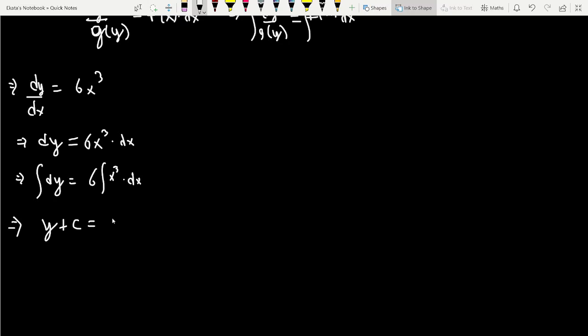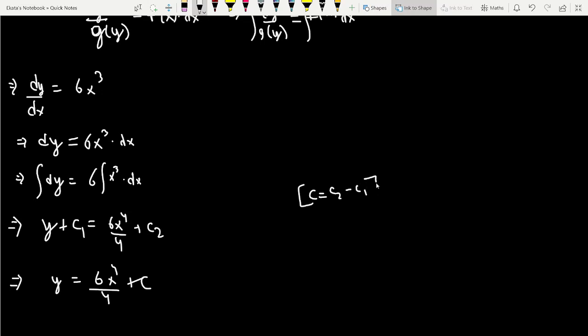The integration of x to the power 3 is x to the power 4 divided by 4, plus another arbitrary constant, let's say c2. These are the two different constants of integration. So y equals 6x to the power 4 by 4 plus c, where c equals c2 minus c1. This is the particular solution of the differential equation.